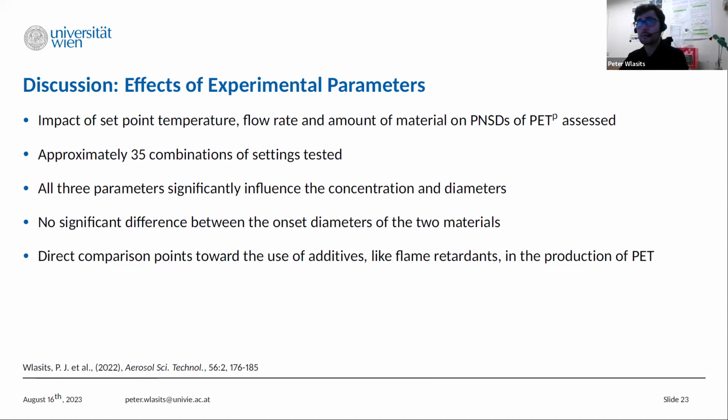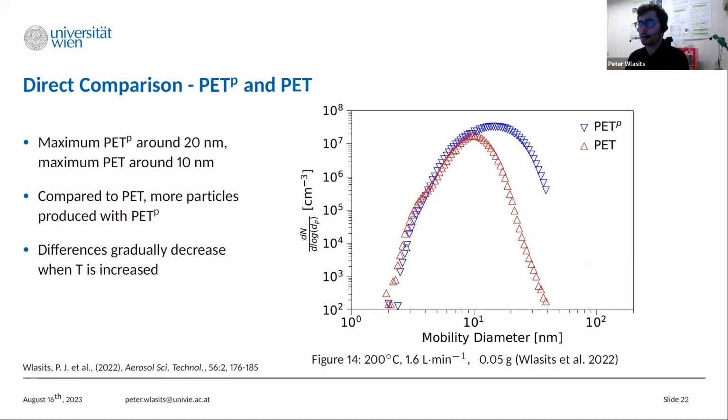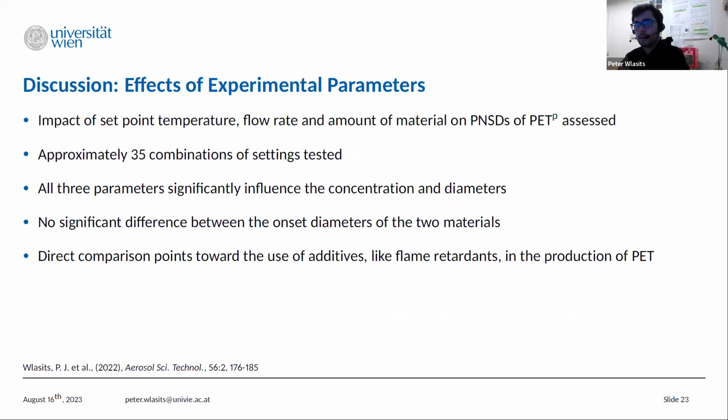There were no significant differences between the onset diameters of the two materials, which you can see here. The blue and the red curves are more or less on top of each other within the measurement uncertainty, for sure the same. And the direct comparison, as I already mentioned, points towards the use of additives like flame retardants in the production of commodity PET.